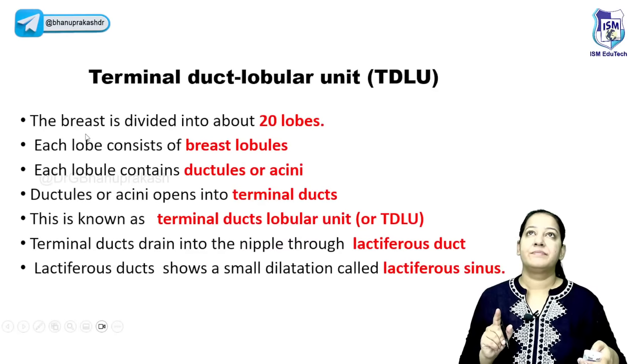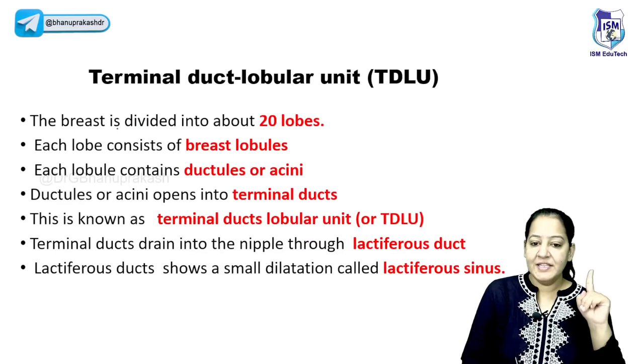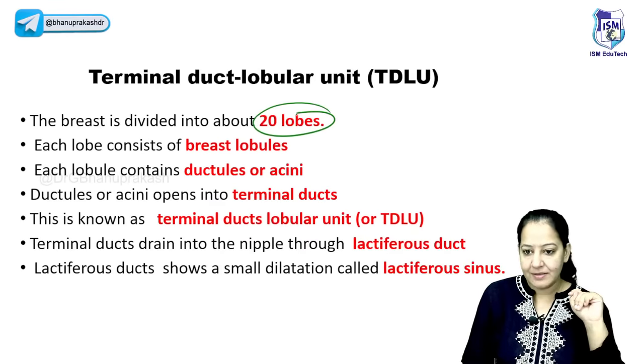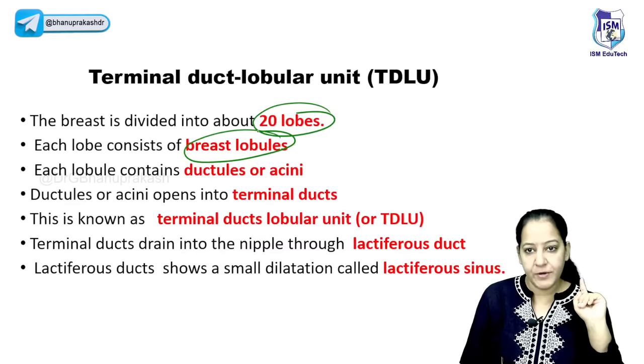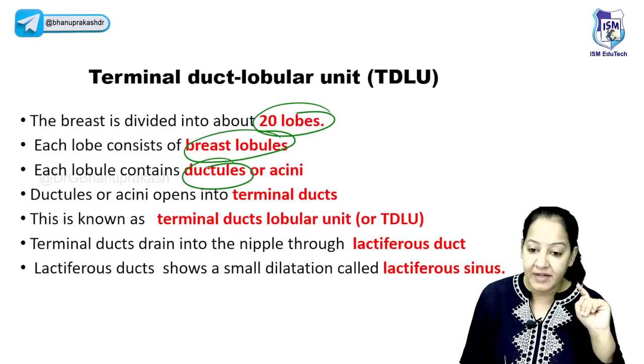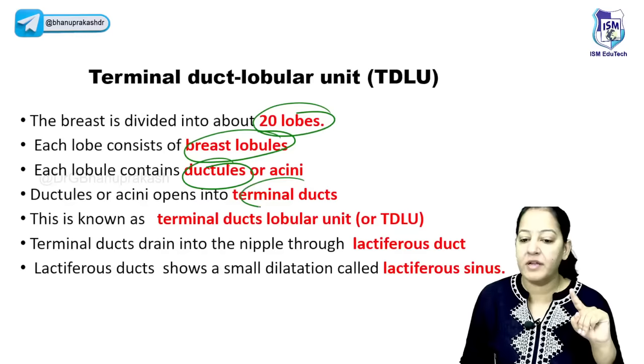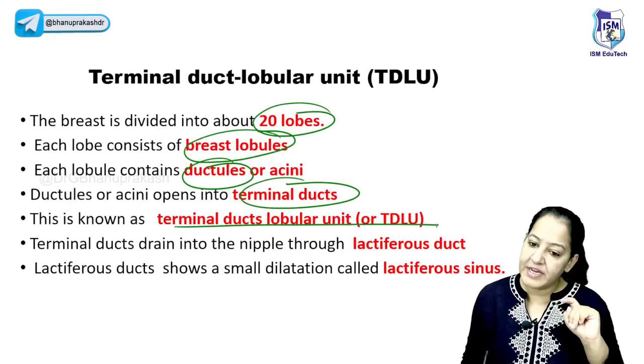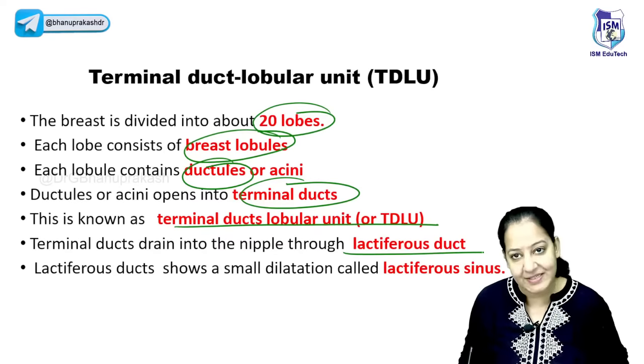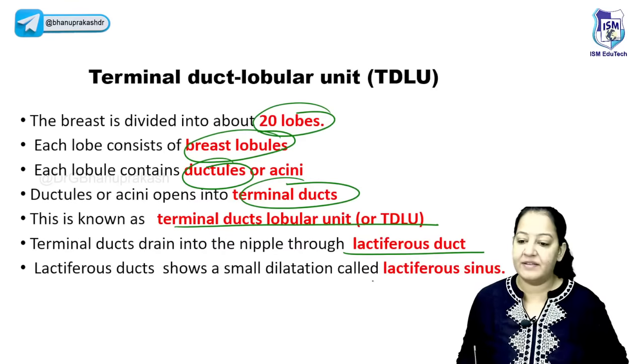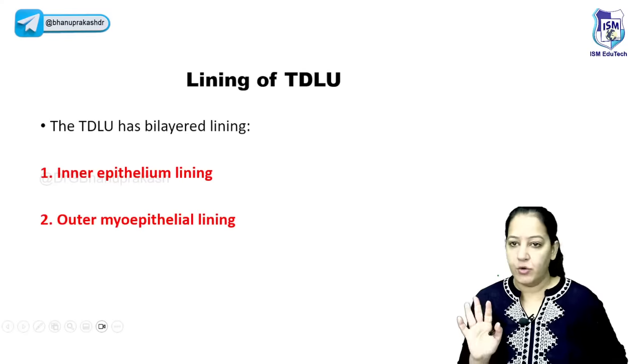Give me a minute. You can see the breast is divided into 20 lobes. Inside the lobes, there are multiple lobules. Inside the lobules, there are multiple ductules, right? Ductules open in the terminal ducts. This constitutes the TDLU, and they all open in the lactiferous duct. Just before the lactiferous duct, there is the lactiferous sinus. Okay, you got the structure.